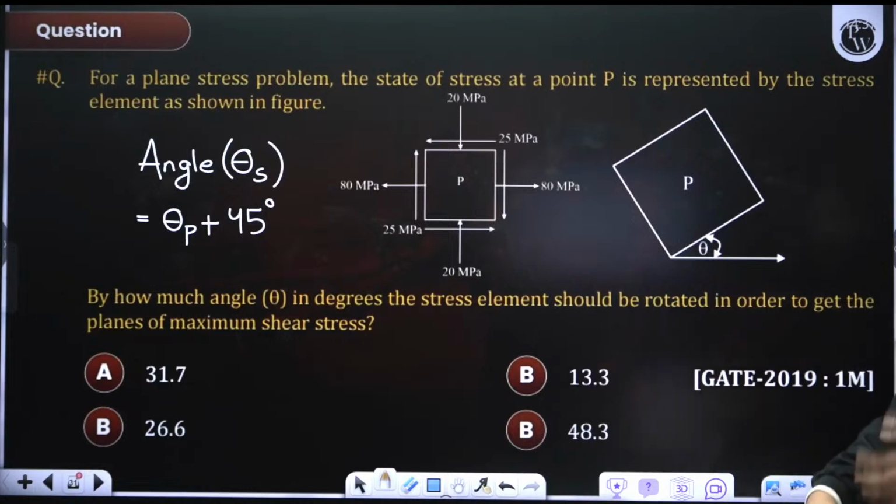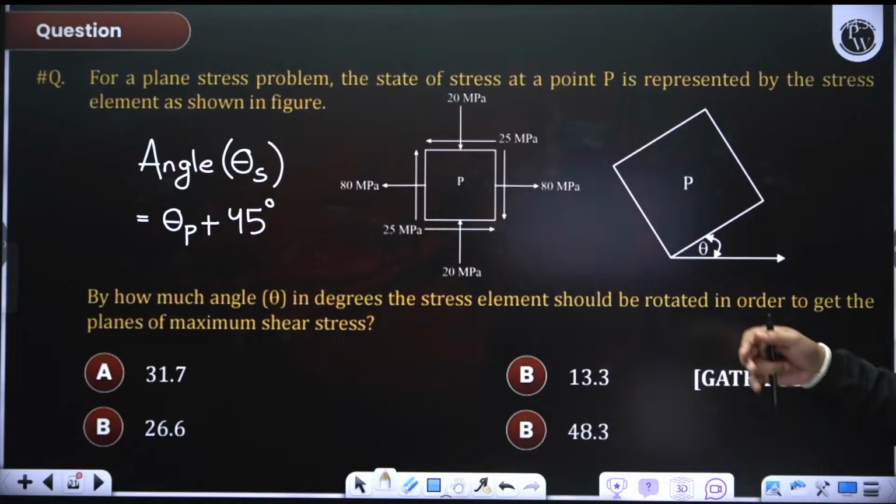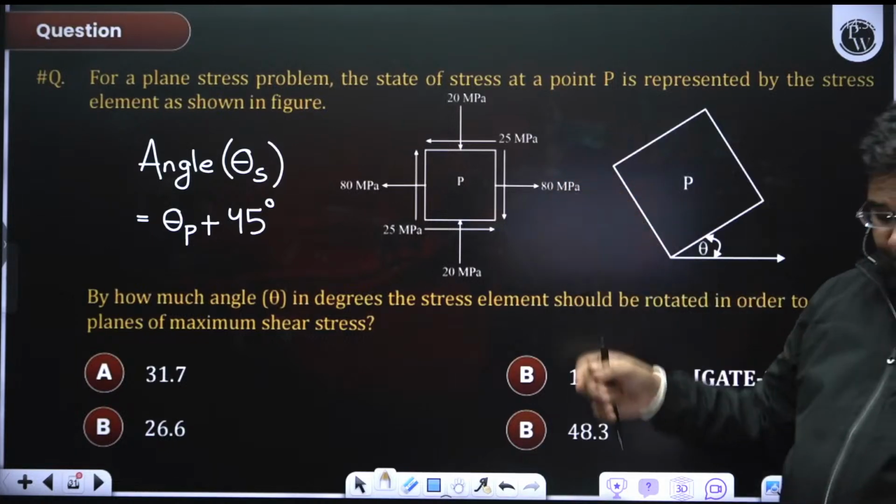See, this is the stress element given, okay? Use the signs properly. Use the signs properly, okay?